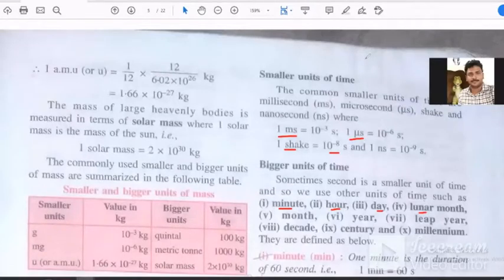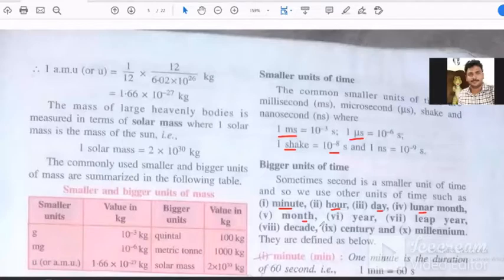I think one of your friends is having a doubt. He's asking whether 1 solar day is equal to 24 hours. Yes, it is correct. And that is why for 1 second we are taking 1 upon 86,400. Right. Now you can see here minute, hour, day, lunar month, then month.